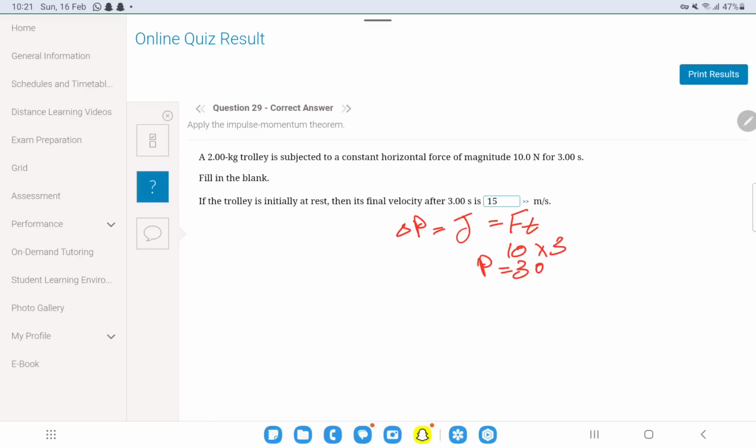And then we use the other equation for momentum, p equals mv. Here they want the velocity at the end. P is 30, we found it using the other equation. M is 2 kilograms, they gave it to us. 2x. We divide the 30 by 2, so 15 equals x. 15 meters per second.